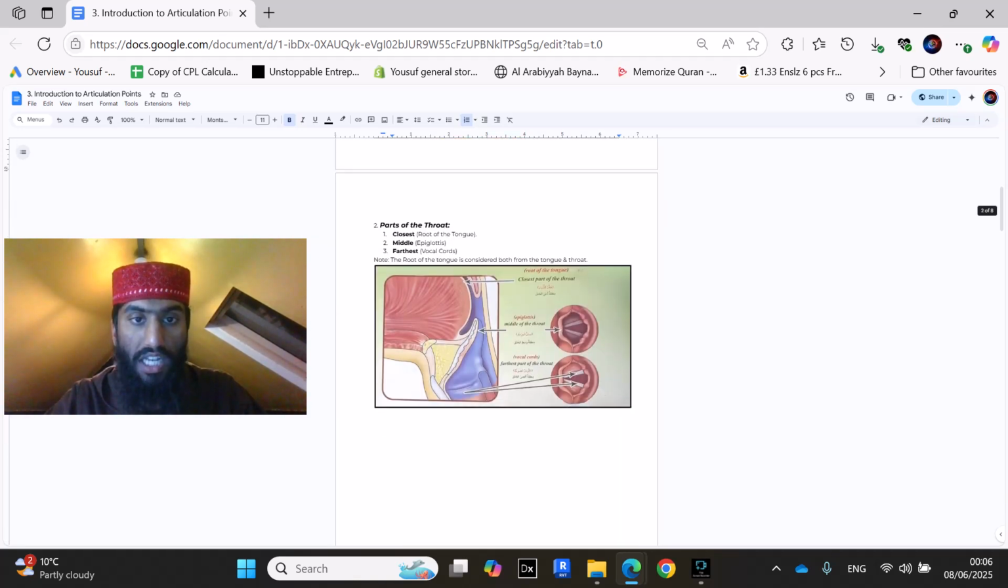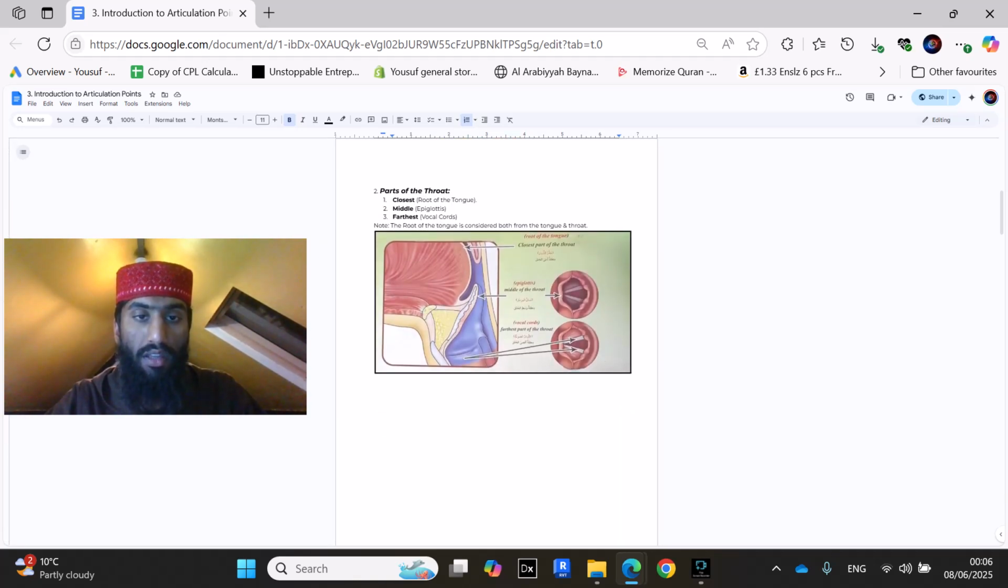Expanding these, when it comes to the throat, we have three parts. We have the root of the tongue, which is the closest part.